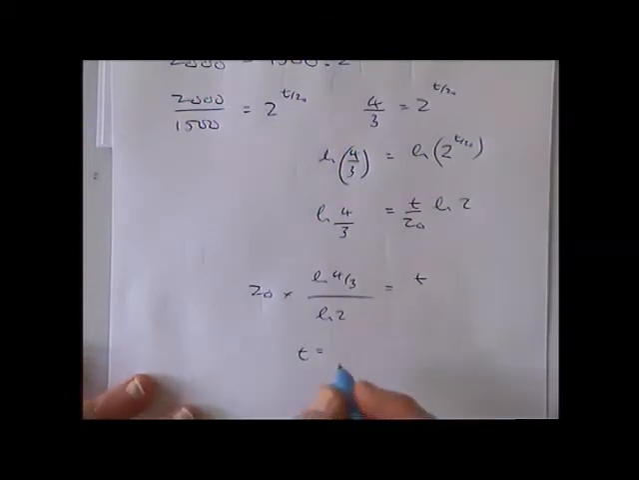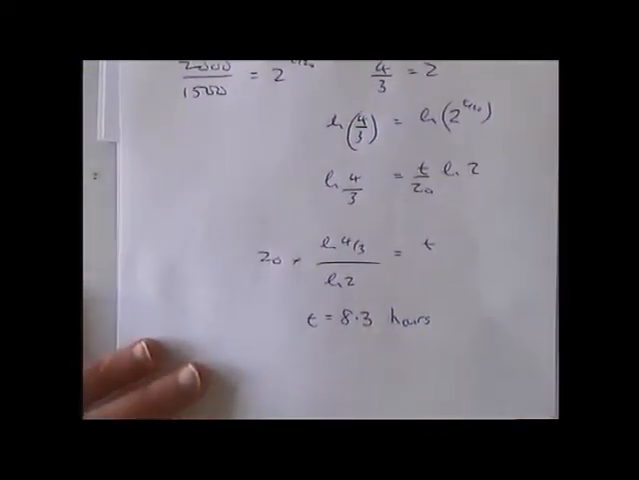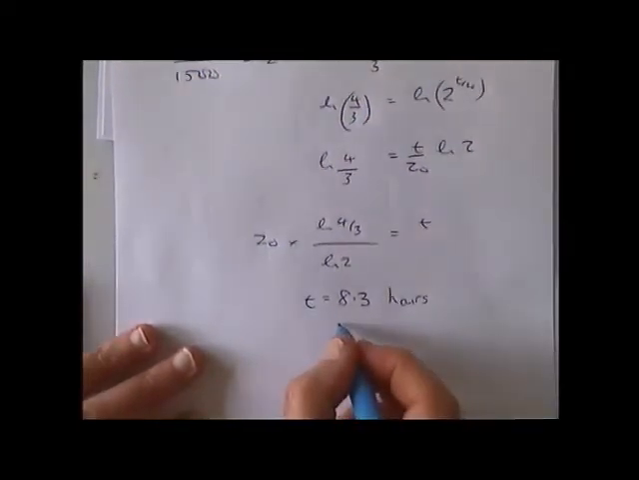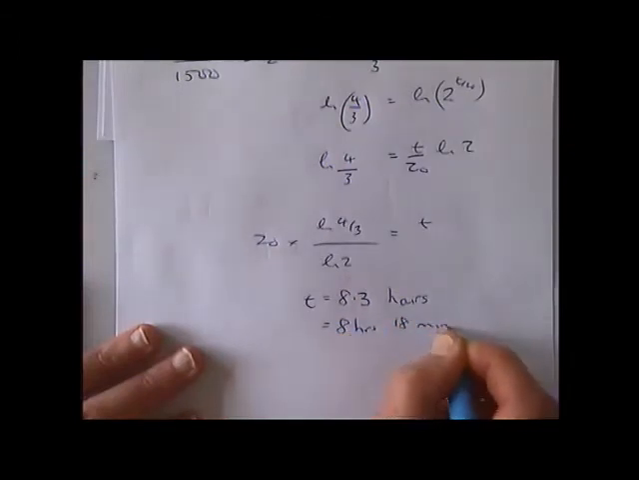What did we get? 8.3. Yeah. Okay, sorry, pressed the wrong button here. Get that back again. 8.3 hours. What's 0.3 of an hour? What's 0.1 of an hour? 6 minutes. Yeah, 0.1 of an hour is 6 minutes. 0.3 of an hour then? 18. So it's 8 hours, 18 minutes.